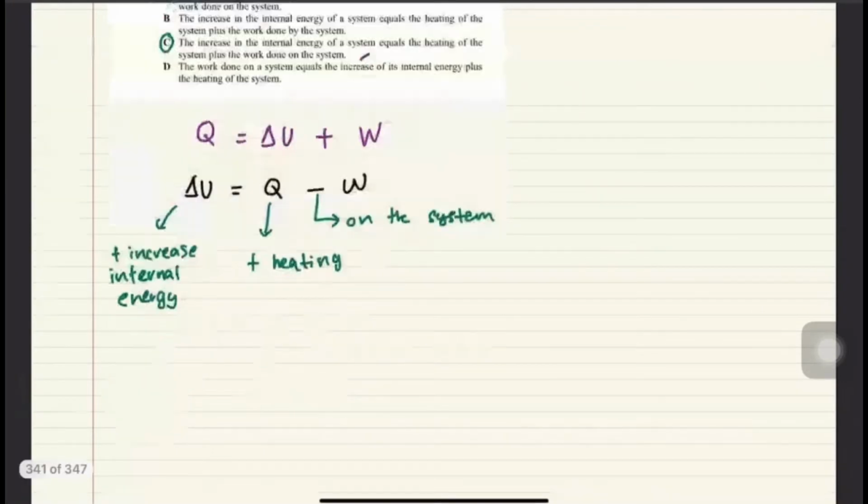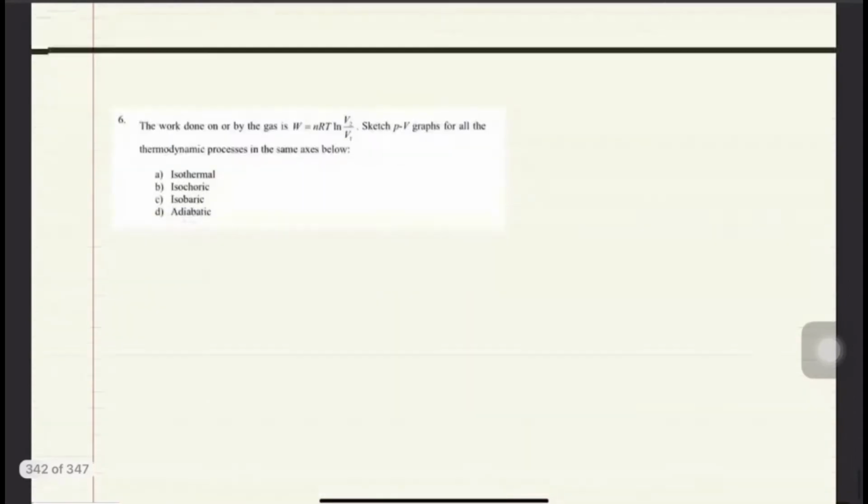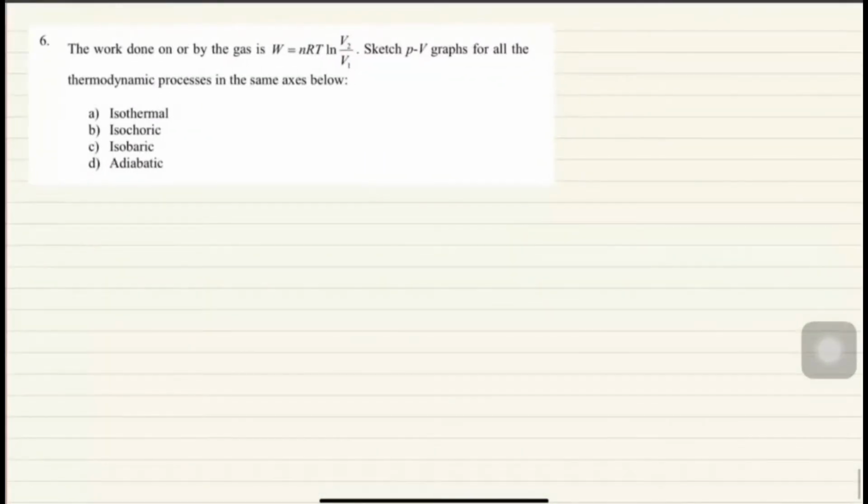Now, question number 6. Tadi 5 ada soalan tak? No. Okay. Question number 6. The work done on or by the gas is work equals to nRT ln V2 over V1. Sketch PV graph for all the thermodynamic processes in the same axis below. Okay, dia kata the work done on or by the gas is work equals to. Okay, lepas tu dia suruh sketch je.